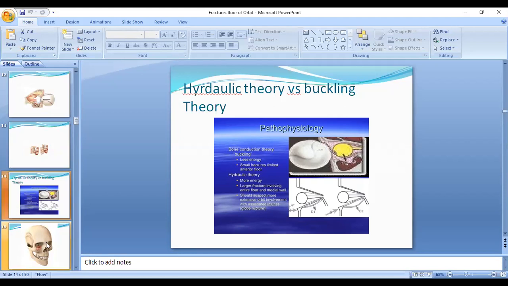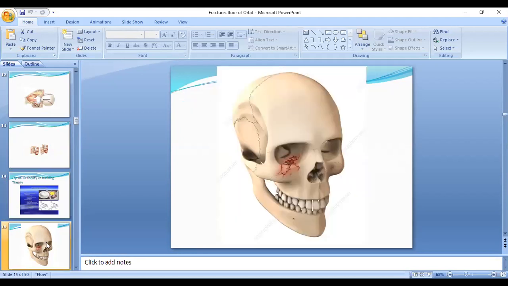In this slide, you can see that there is a fracture line in the infraorbital rim area, and the orbital floor too is fractured along with the medial wall.